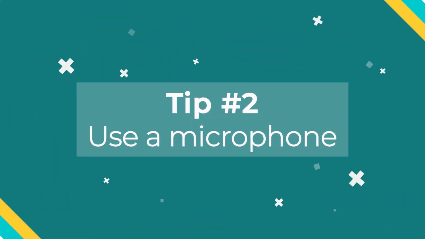Tip number 2, use a microphone. If your lessons are heavily reliant on you speaking to your students and explaining things, it's imperative that your audio setup works well. To increase the quality of your voice for your students, use an external microphone like a lapel or lavalier mic like this one, or you can get a small shotgun mic, or you can get a desktop mic. The built-in microphones on phones and laptops are generally not that great, so try an external mic and that should help a lot.